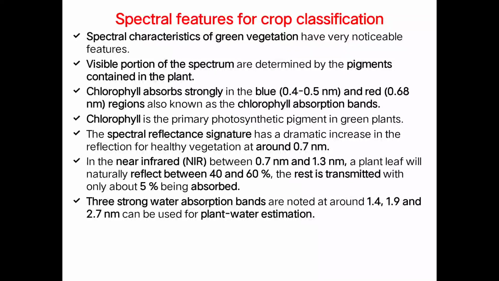Then three strong water absorption bands are noted at around 1.4, 1.9 and 2.7 micrometer, which are used for plant water estimation. That means there are three strong water absorption bands: 1.4, 1.9 and 2.7 micrometer. Basically these three bands are called the plant water estimation bands.